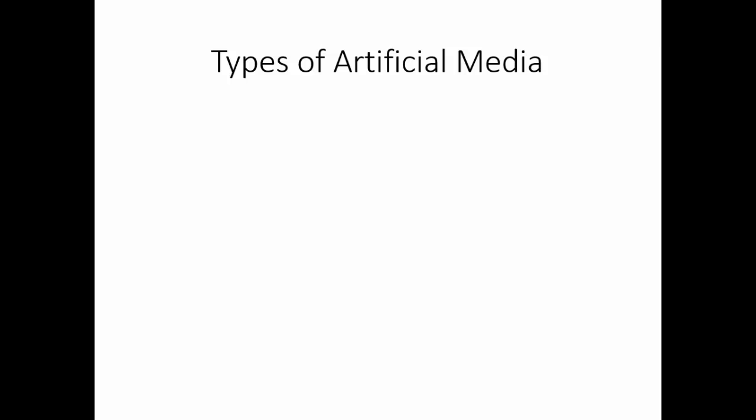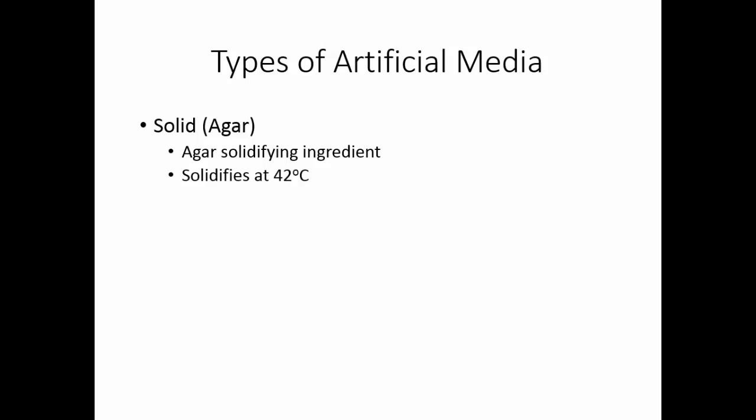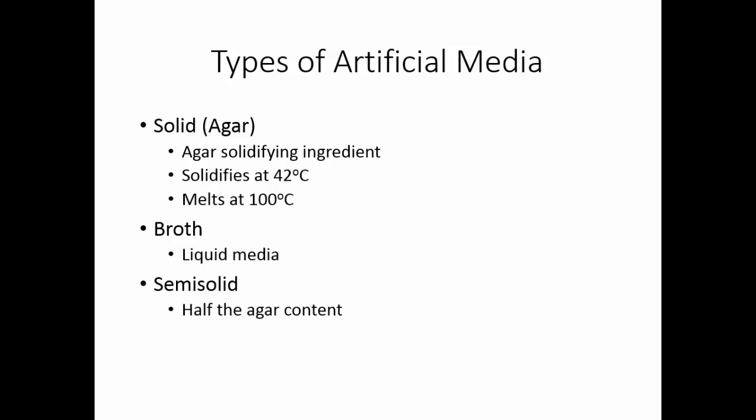Media can be classified based on its physical type. Solid media is called agar because agar-agar is the solidifying agent. This is an extract of seaweed. It solidifies at 42 degrees centigrade and melts at 100 degrees centigrade, so it stays solid at incubator temperatures. A broth is simply a liquid media. Semi-solid agar has half the agar content of regular agar, and we use it primarily when we're looking at motility.